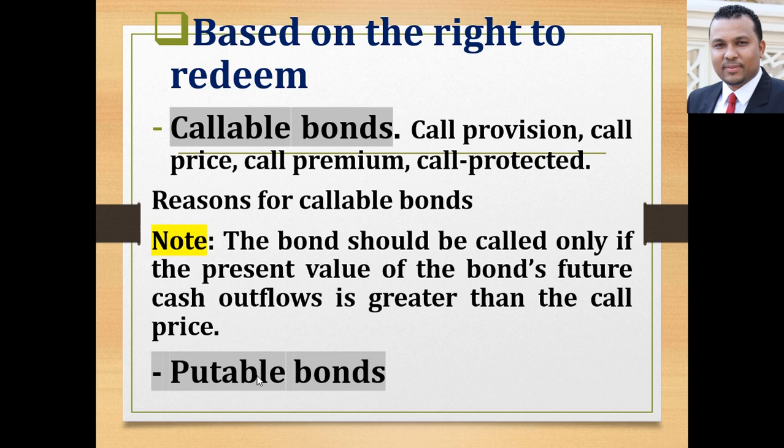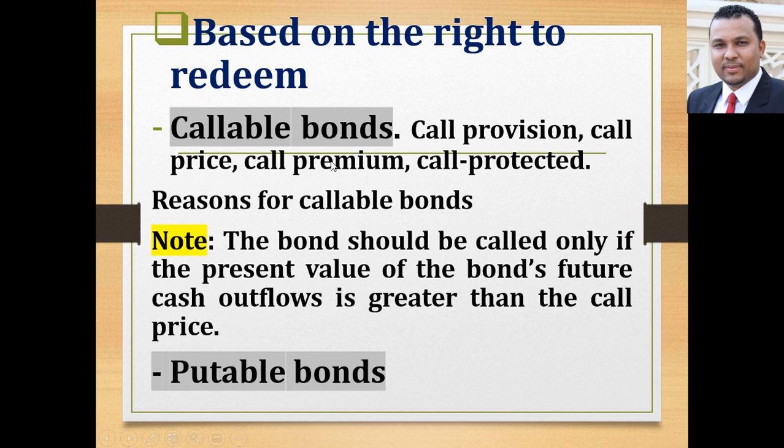The call price is generally higher than the bond's face value. In callable bonds, the call provision is the issuer's right to redeem the bonds before the maturity date. Call price, in general, is higher than the bond's face value. Suppose the face value equals 1000. If the issuer calls the bond, it pays greater than 1000, higher than the bond's face value.